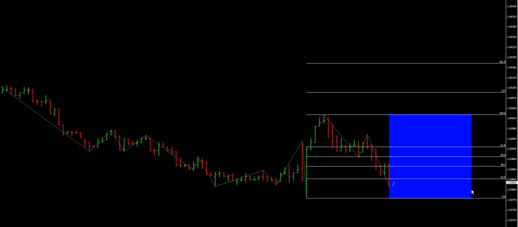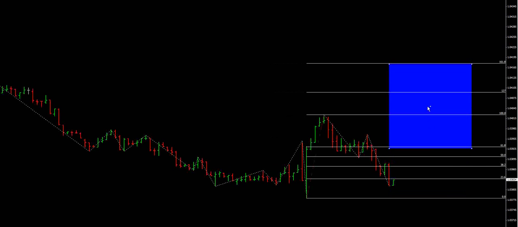Gotta love MT4. There we go. Okay, so I got it selected. So price retraced, let's say price went up, came back down to 61.8, and it moves back up. So if we just move our little box, because it's adjusted to the size, you see 61.8 looks like 161.8.